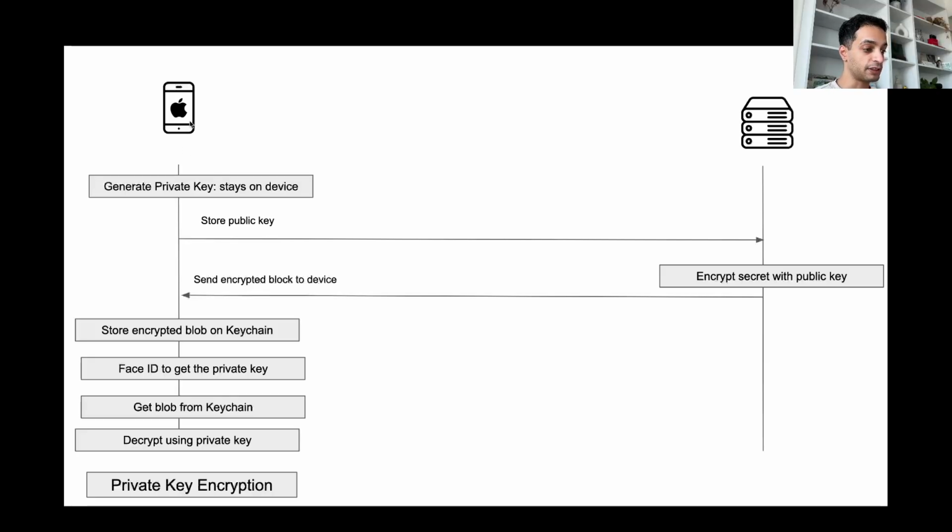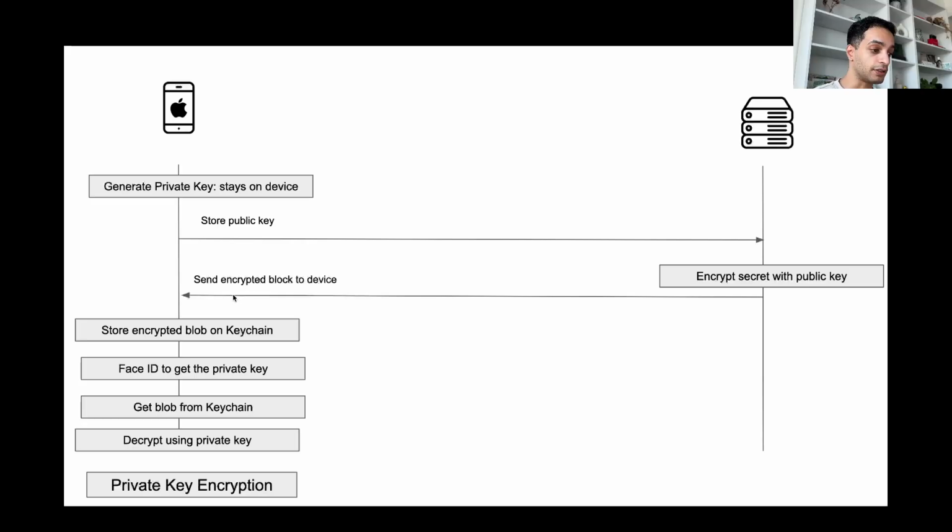When your app first launches, the device is going to generate a private key that stays on the device and sends over a public key that's going to sit in your server. Now the public key is used to encrypt stuff. So when your phone requests a credit card, the server encrypts it using the public key that it got from you before it sends it over to your app.